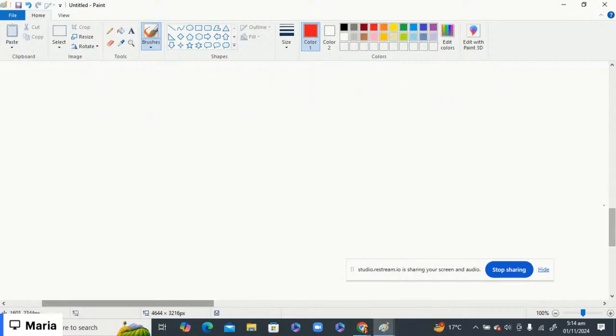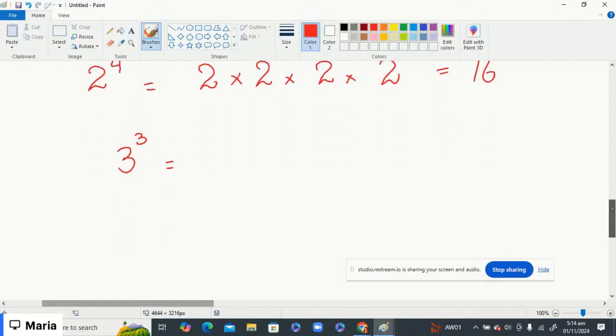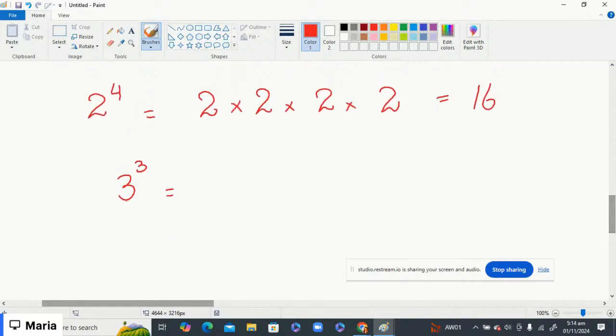So here, if I write 3 power 3, what does it mean? This is the base, and that is the exponent. Very good. All right, my answer is also 16. Very well done. 3 power 3, so how can we write it?